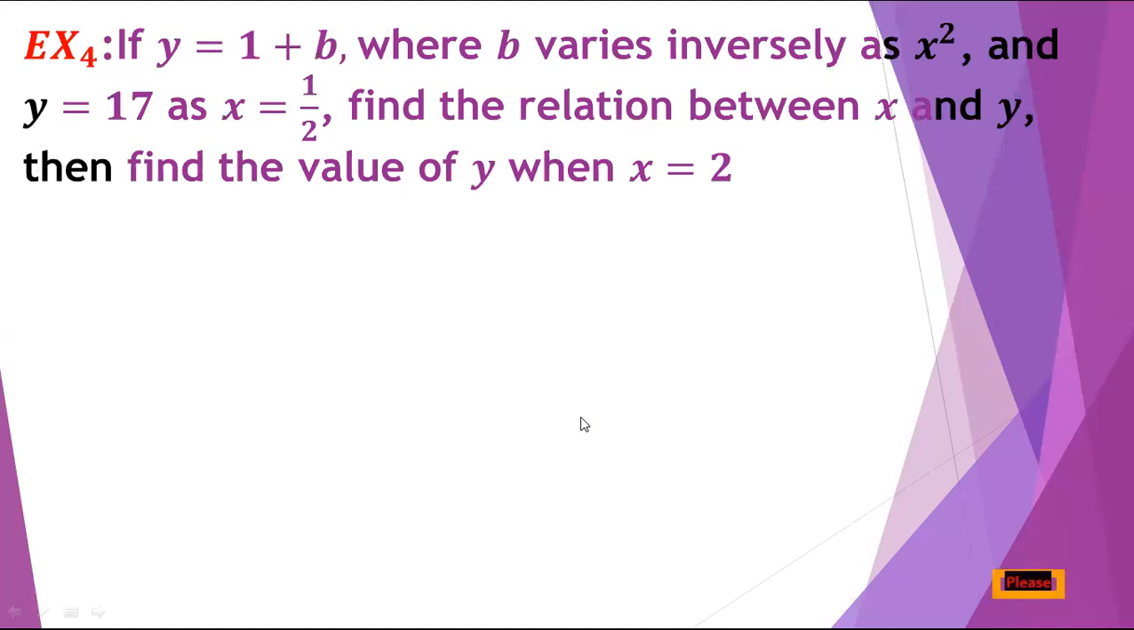Example 4. If y equals 1 plus b, where b varies inversely as x^2, and y equals 17 as x equals half, find the relation between x and y, then find the value of y when x equals 2.